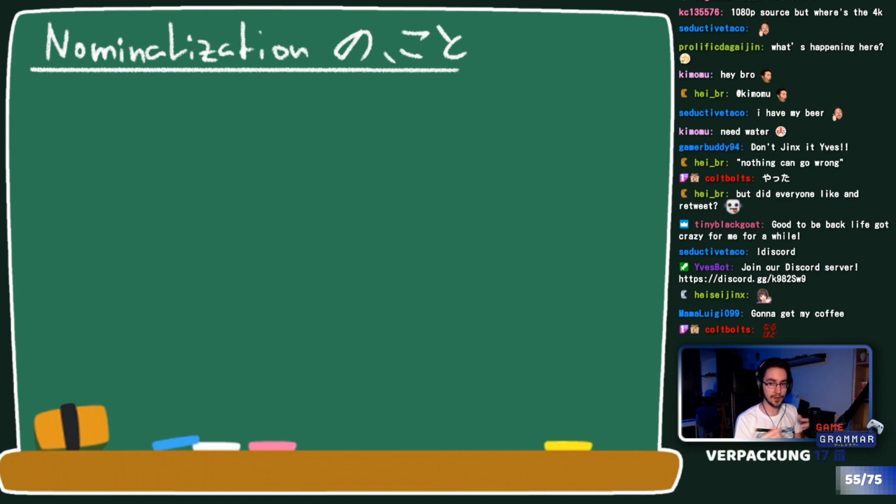So, what we're not going to look at today, maybe to set up that right away, what we're not going to learn today is nominalization of adjectives, okay? That's going to be a different episode. Today, we're going to look at nominalization of verbs and verb clauses via the two particles no and koto, okay?